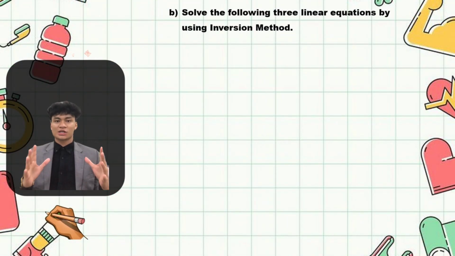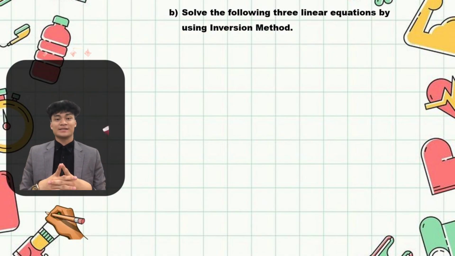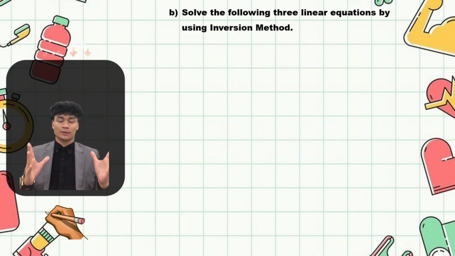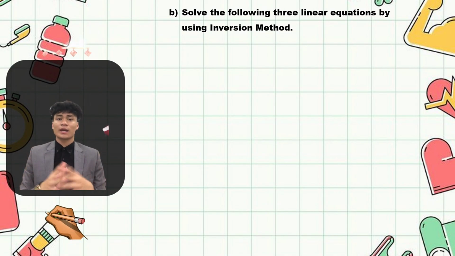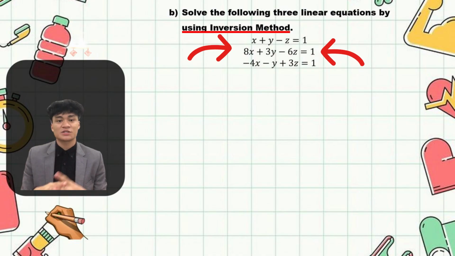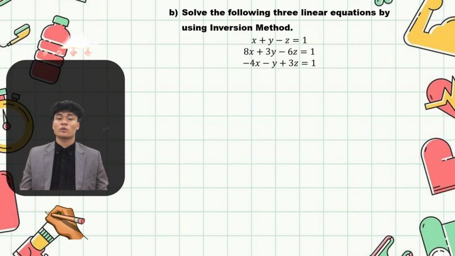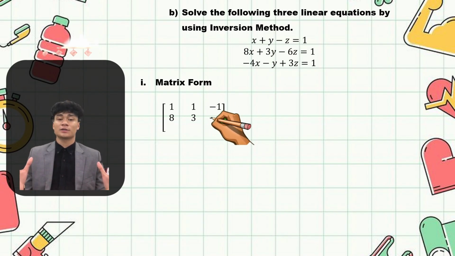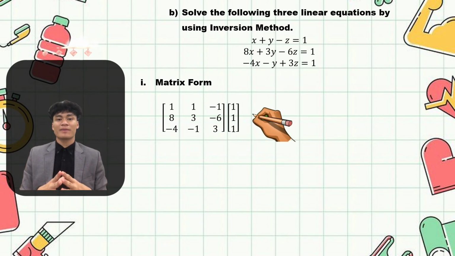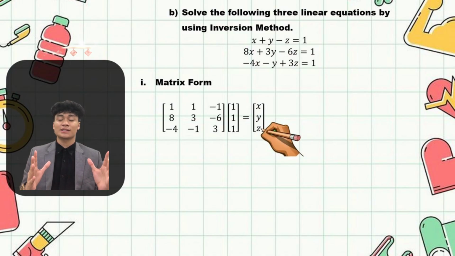And now let's jump into the next question with me, which is question B. Please fasten your seatbelt and sit tight. In this question, there are three given linear equations and we must solve them by using the equation method. We start off with the matrix form. And here, as you can see, this is the matrix form for the linear equations.